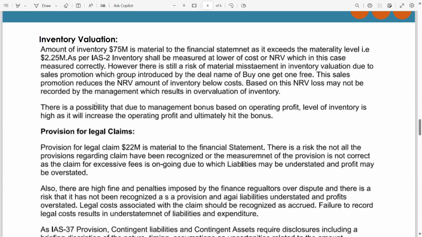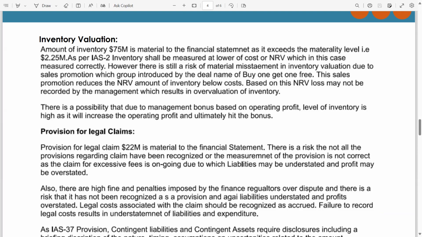Inventory valuation. The amount of inventory, 75 million, is material to the financial statements as it exceeds the materiality level of 2.25 million. As per IAS 2, inventory shall be measured at the lower of cost or NRV. In audit risk or risk of material misstatement questions, there is a structure. First, you have to compare the materiality amount with the misstatement amount. After that, you have to write the accounting treatment. After that, you will have to write the issue, the risk, and its impact.